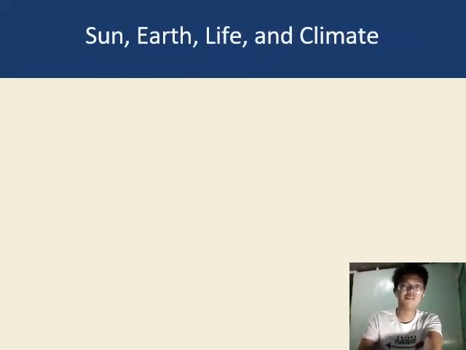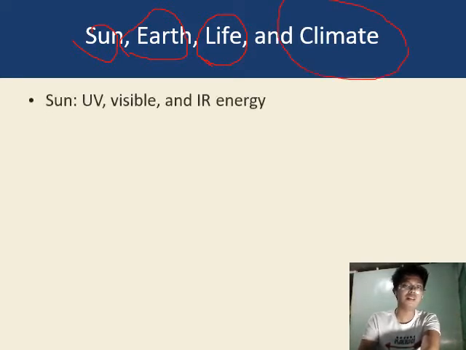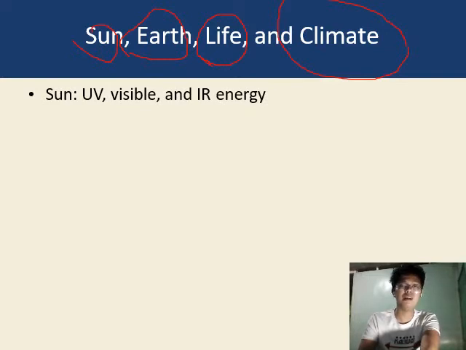Now, the solar energy from the sun that is received by the Earth is what makes life possible on Earth. And the solar energy that the Earth receives from the sun is also what regulates the climate of the Earth. So what are those energies that the sun usually emits? We have the UV or ultraviolet rays, the visible rays in our electromagnetic spectrum, the rainbow colors that are visible to our human naked eye. Then we also have the infrared energy.